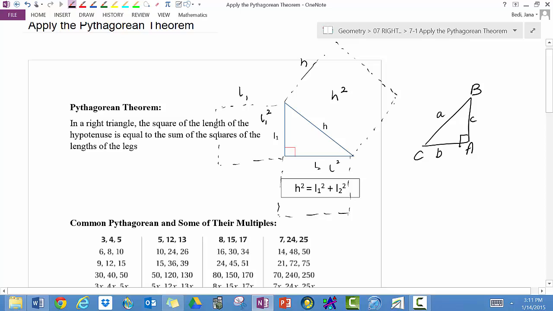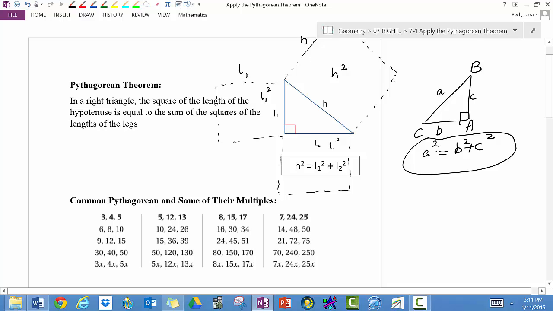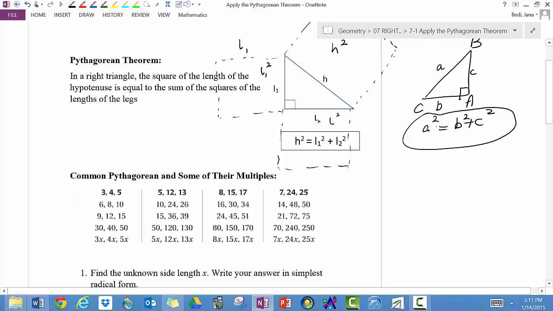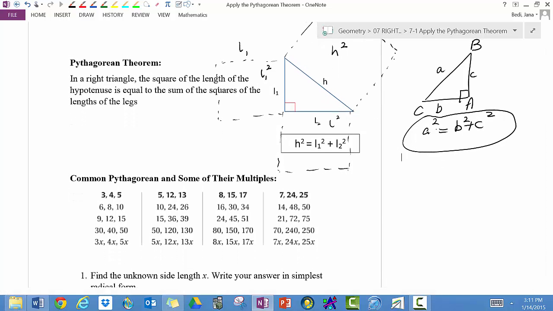When you have hypotenuse squared equals leg squared plus leg squared, you would get a squared is equal to b squared plus c squared. So the way to memorize the Pythagorean theorem is: the hypotenuse squared equals leg 1 squared plus leg 2 squared.